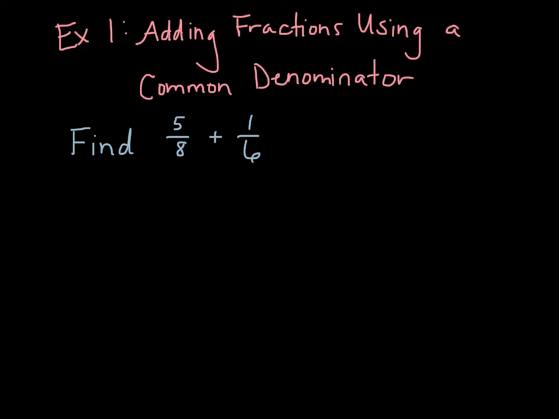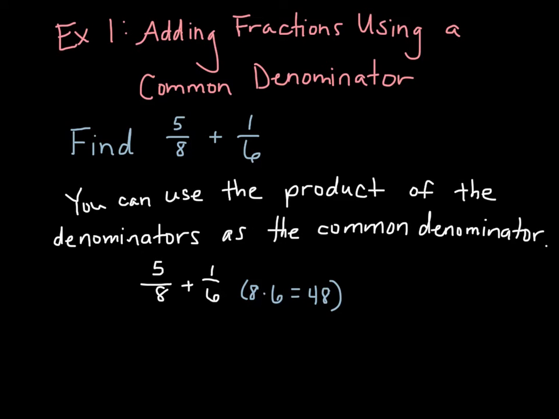For example 1, we're going to try to just add fractions using a common denominator. So for this first one, we're going to find 5/8 plus 1/6. If we were going to do that in this case, we could use the product of the denominators. So we could multiply 8 times 6, and that would give us 48. So then we would use that as our common denominator.